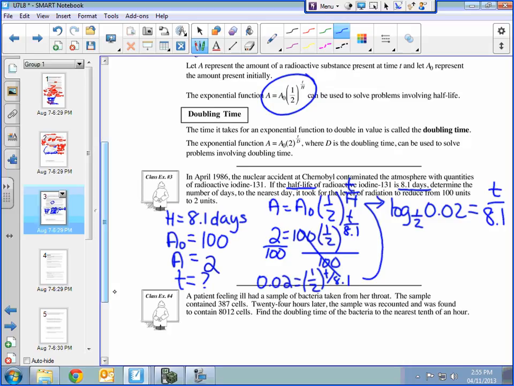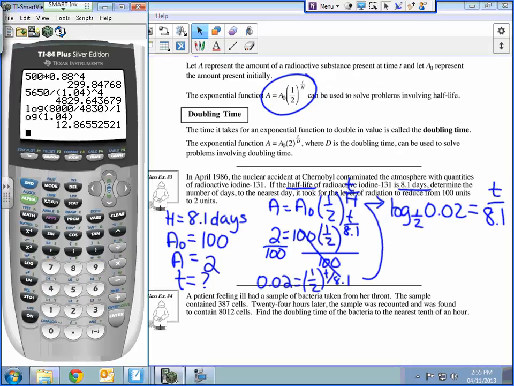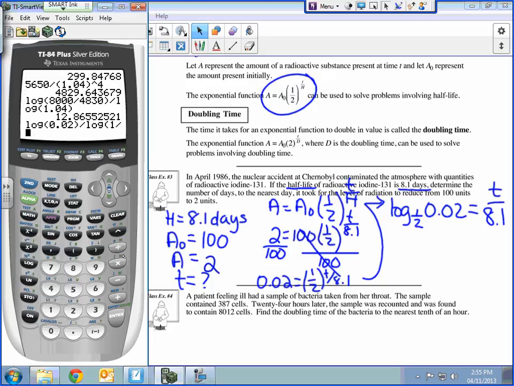Okay, so log of 0.02 base of 1/2. You guys put that into your calculator, okay? So let's solve for that. So I have log of 0.02 divided by log of 1/2. Or you can go 0.5 if you want, it really doesn't matter. Enter. 5.64385619. Is that what you guys got?